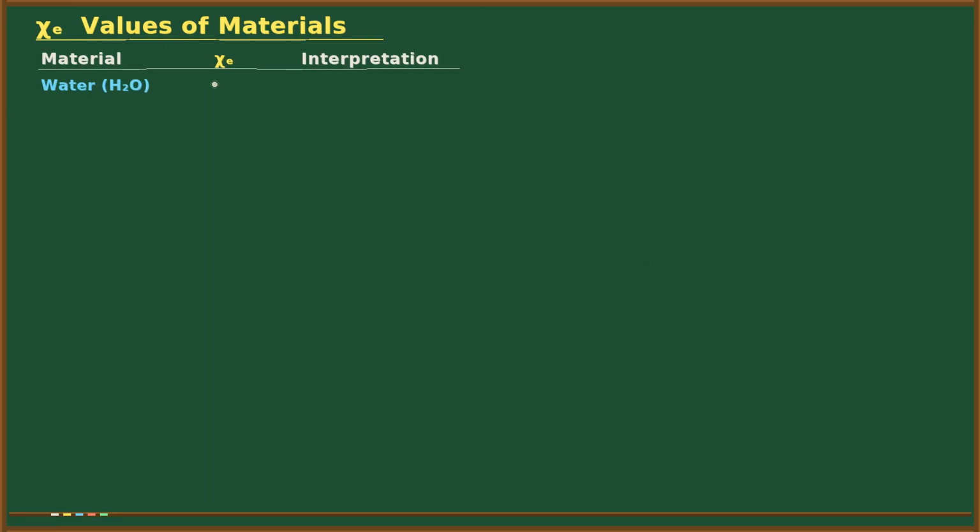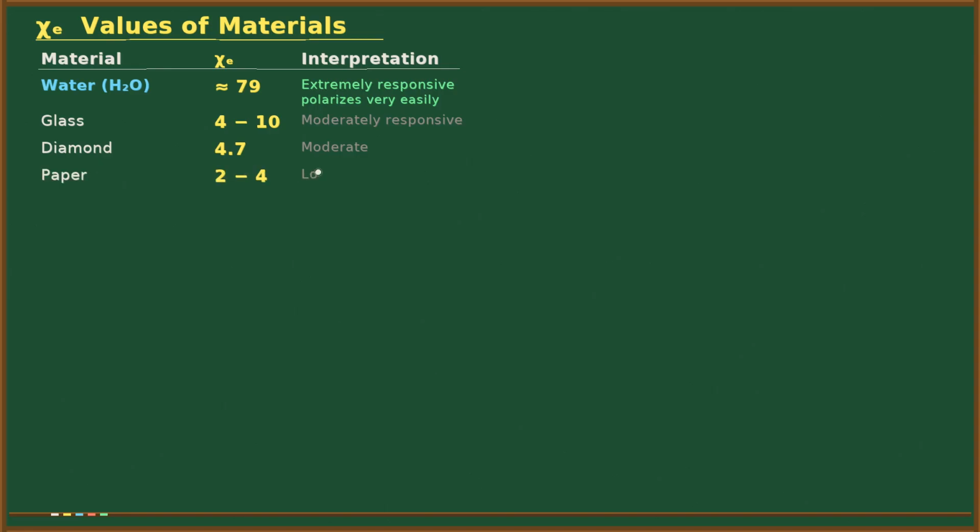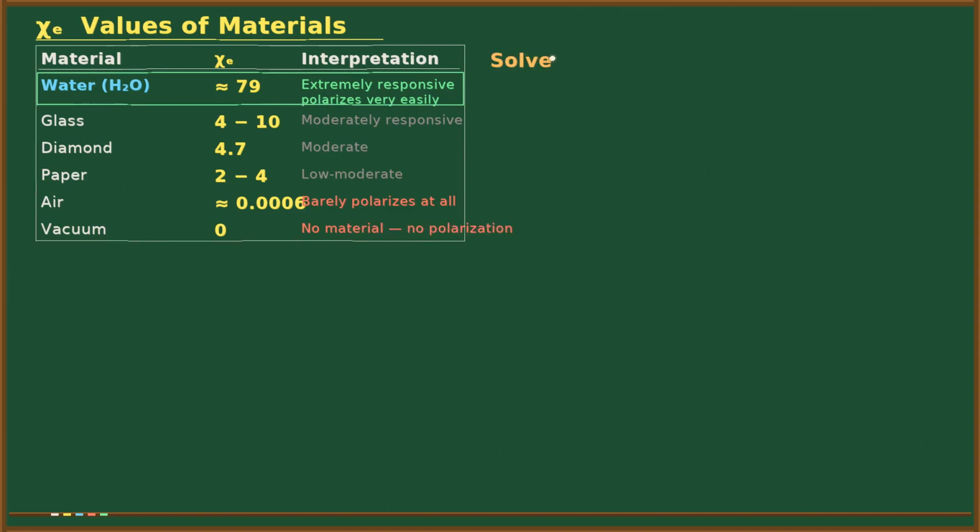Water, H2O, has an electric susceptibility of approximately 79. That is, it is extremely responsive and polarizes very easily. Glass, 4 to 10, moderately responsive. Diamond, approximately 4.7, moderate. Paper, 2 to 4, low to moderate polarizability. Air, approximately 0.0006, hard to polarize. Vacuum, 0, no material, no polarization.